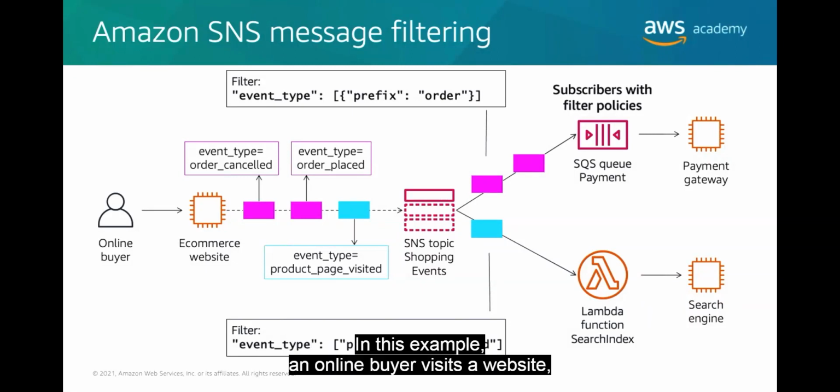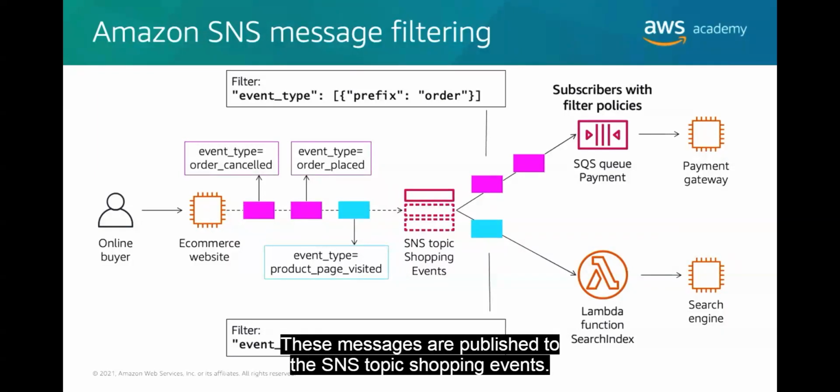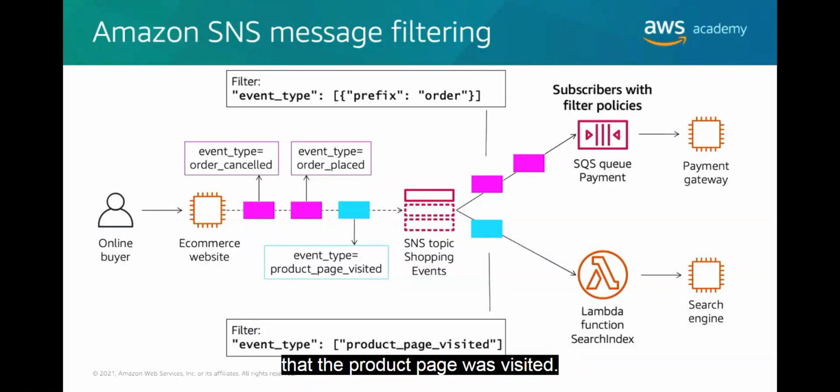In this example, an online buyer visits a website, cancels one order, and places another order. These messages are published to the SNS topic shopping events. The payment SQS queue subscriber has a filter policy applied, so it receives only the messages about the orders. The Lambda function subscriber has a filter policy to receive only messages that the product page was visited.